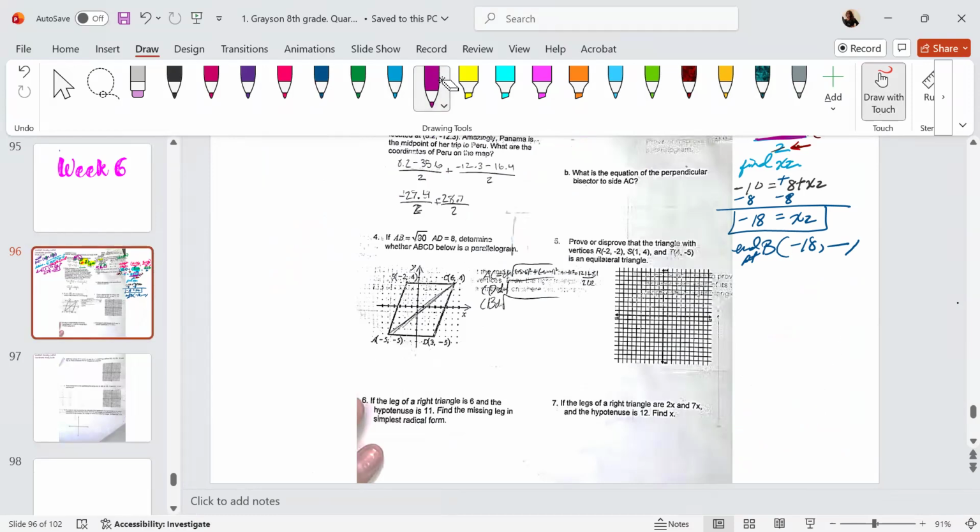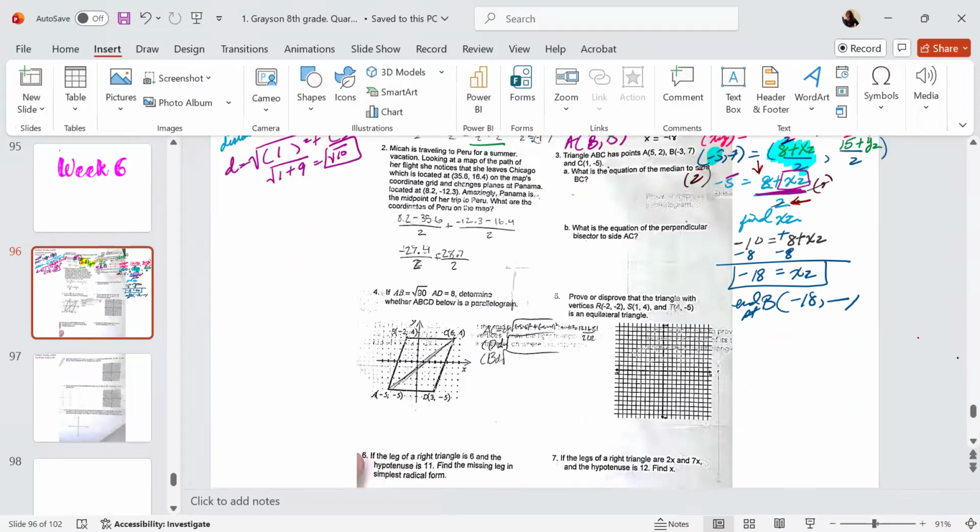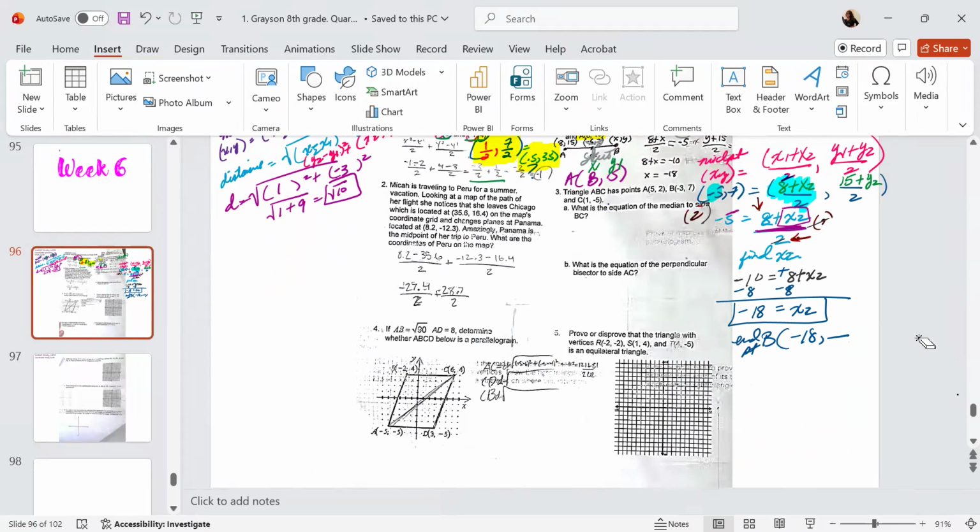Explain how you got it. What did you do? Then is equal to 15 plus Y2 divided by 2. So then I multiply the 2 by 7, which gives me a 14. So 14 is equal to 15 plus X2. Subtract the 15 from the 14, which is a -1. So -1 equals X or Y2.